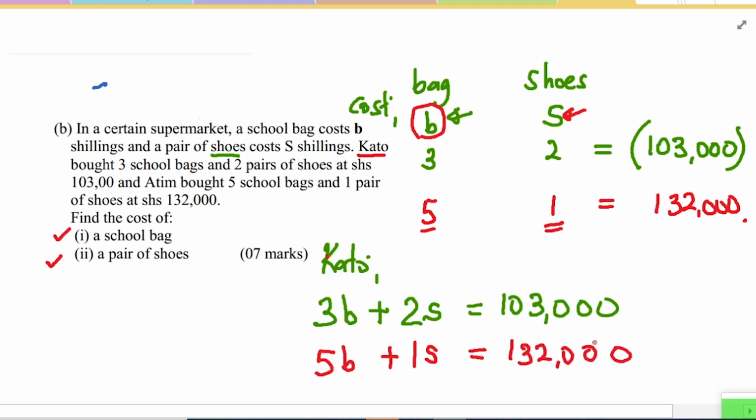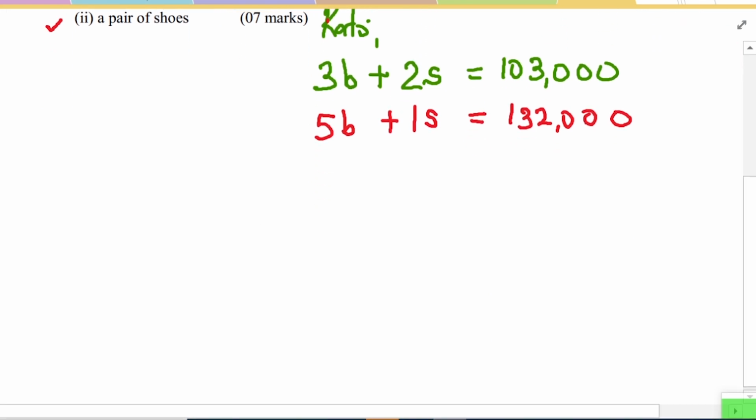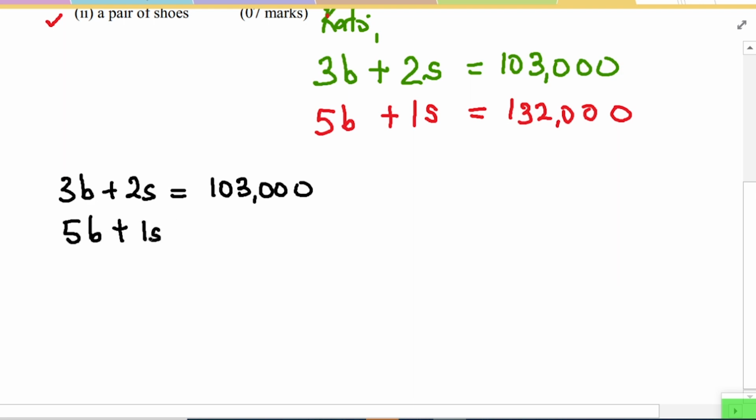So that formulates two simultaneous equations that we are going to solve. I will solve the simultaneous equations using elimination. So let's get to it. So this is 3b plus 2s is equal to 103,000. Then we have 5b plus 1s giving us 132,000. So in the second equation here, let's eliminate s.